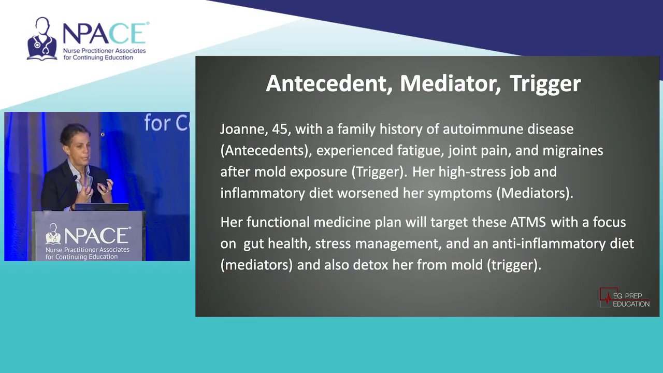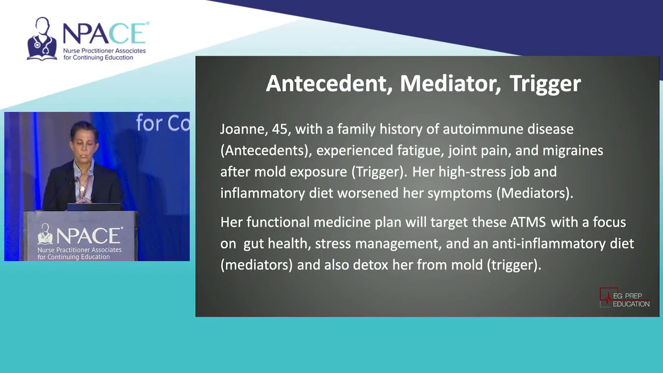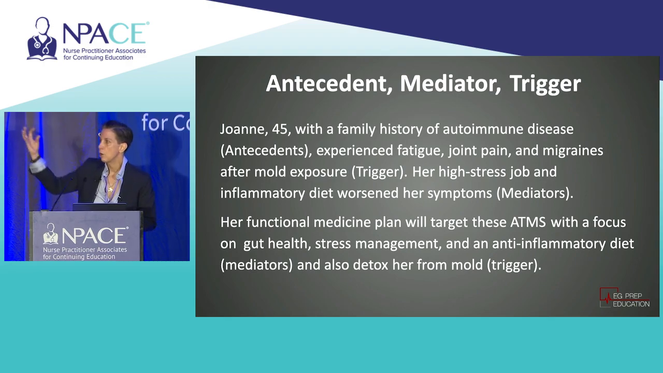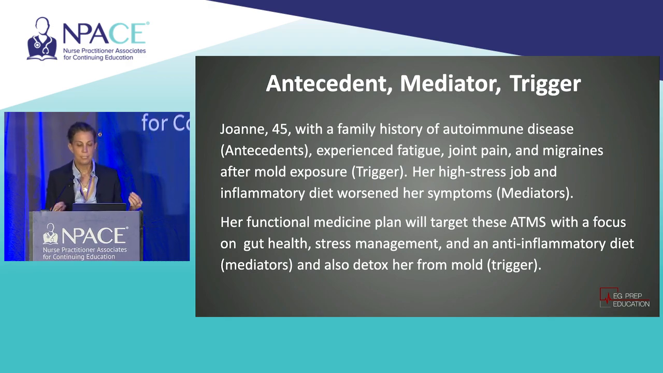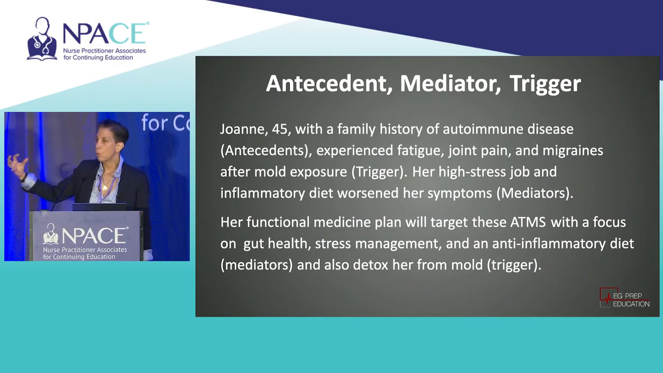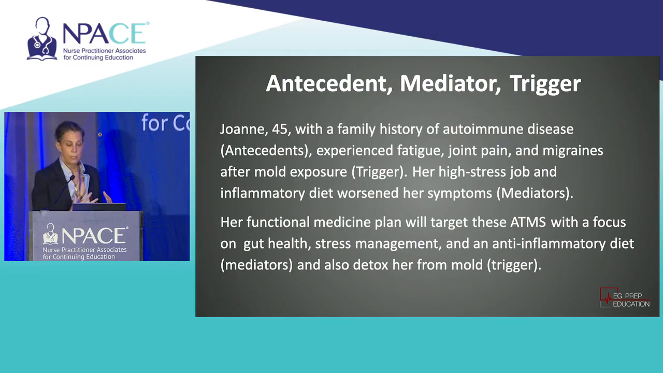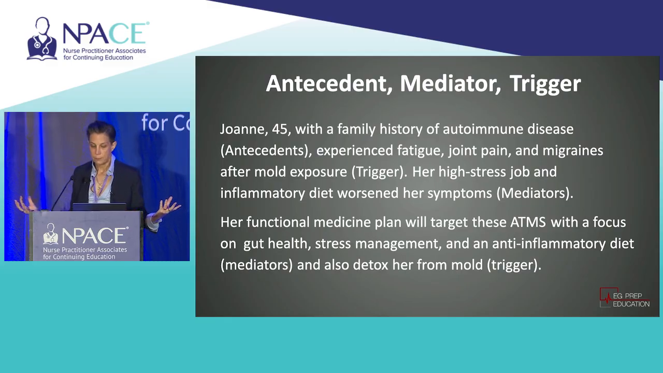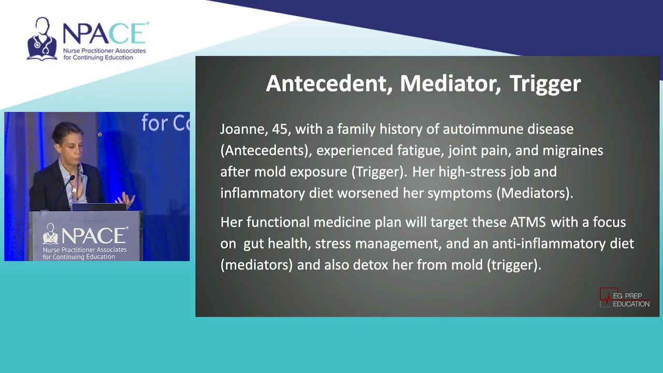Okay, so just to put that together. Joanne, 45, with a family history of autoimmune disease. That's an antecedent. She experienced fatigue, joint pain, and migraines after mold exposure. The mold exposure was her trigger. Her high-stress job and inflammatory diet worsened her symptoms. That's her mediator. Right? Do we see how that flows? And then her functional medicine plan will target these ATMs. So of course we have to understand that she has an autoimmune issue. We have to understand that there's a mold trigger. We have to address that. And then we also have to talk to her about how she's going to manage her stress. And that is how we're going to build her treatment plan, by understanding her ATMs.